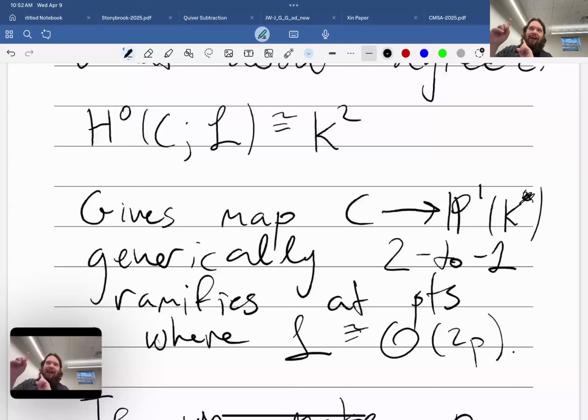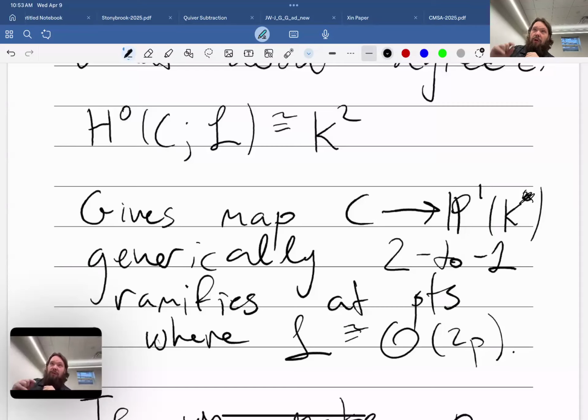What this is telling me is I have two independent sections of this line bundle, and an element of P1 tells me the linear combination of them to take, up to multiplying by a scalar. So the preimage of a point on P1 will be the zero set, with multiplicity, of that linear combination. Most of the time, that's going to be the sum of two different points. But there's one other possibility for a degree 2 divisor: it could be a single point times 2. In that case, my map ramifies.